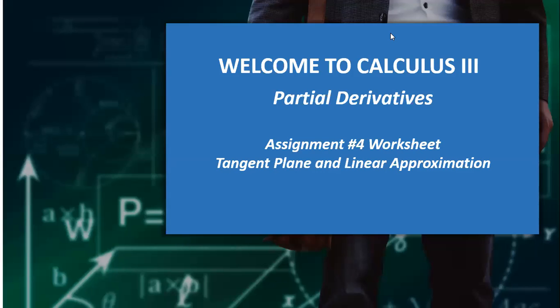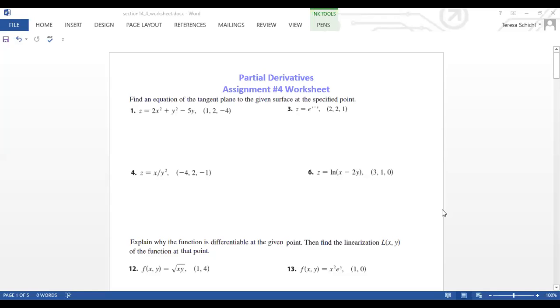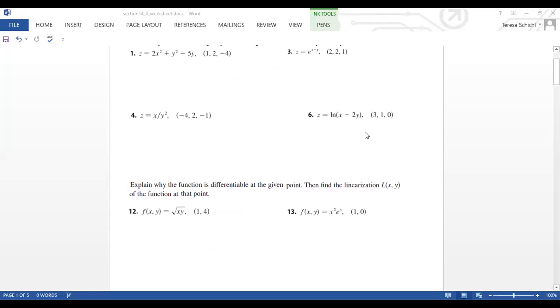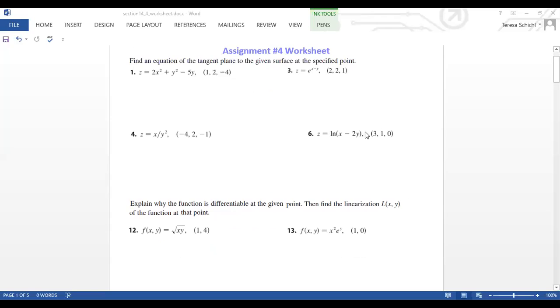Let's go to our assignment worksheets and start to work on that. The first problem I'm going to do is problem number 6. What do I want to find? They want to find the tangent plane to the given function at the point (3, 1, 0).